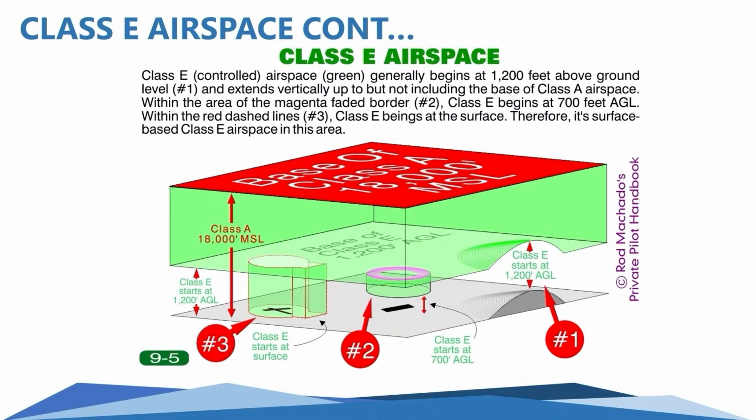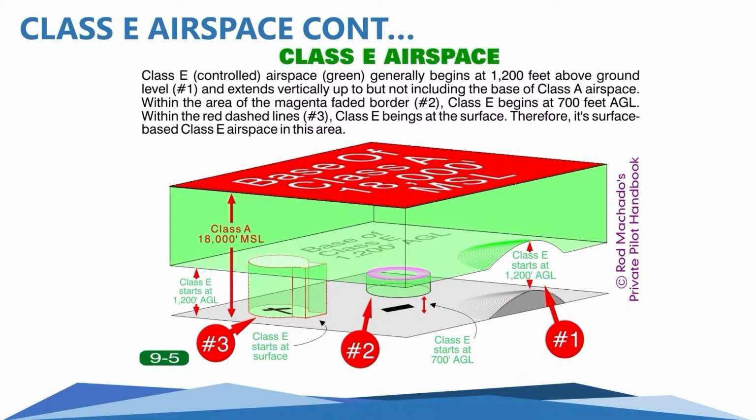So the way that we typically talk about Class Echo for the most part is that Class Echo starts at 1,200 feet AGL, and it extends up to, and there's two ways to say this. You could say up to, but not including 18,000 feet, or you can say it extends up to 17,999. Okay. The reason why is you cannot have overlapping or competing airspace because Class Alpha starts at 18.